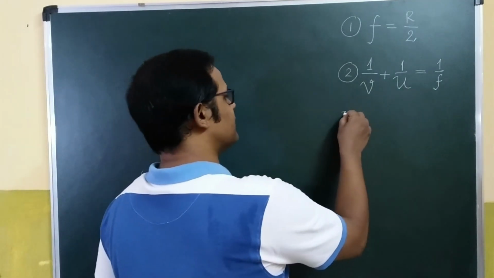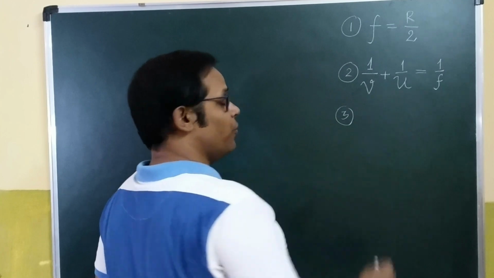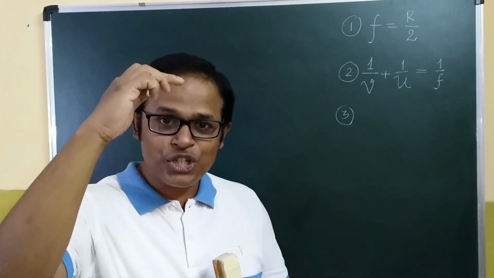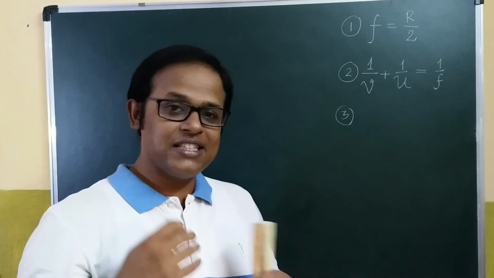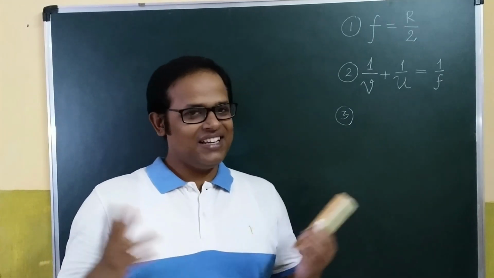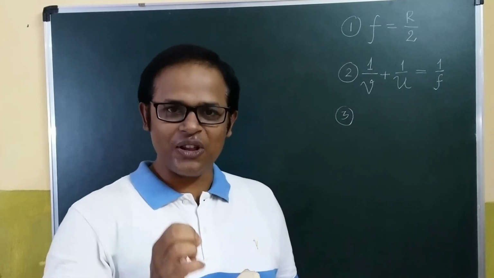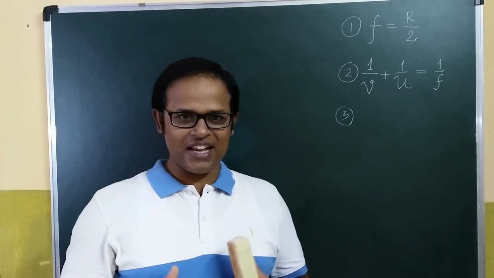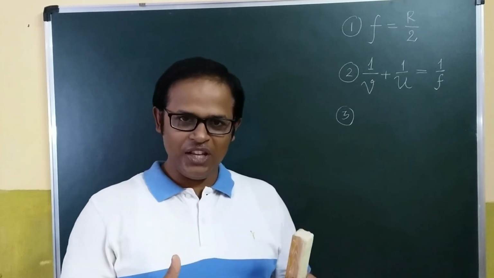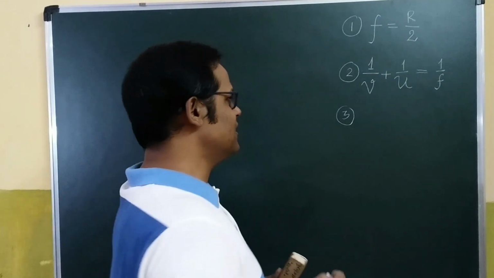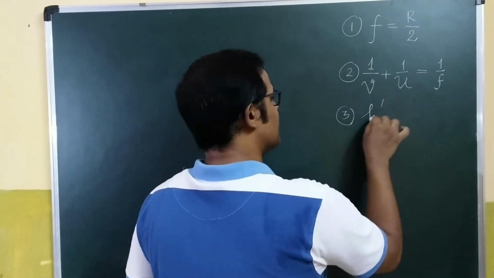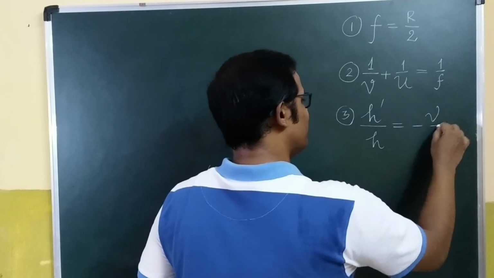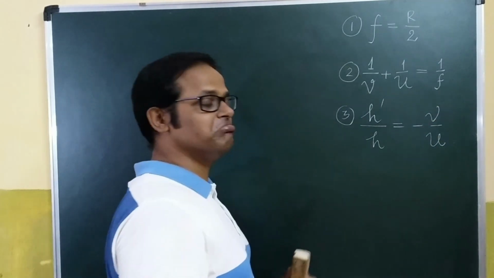And the third one is a relation of magnification, which I said in my last class. It is the ratio of the height of the image to the height of the object. Since it's a ratio of two similar quantities, it doesn't carry any units. It is only a pure number. It tells us how many times the image is magnified or diminished, or whether it is of the same size. So the relation was h dash by h equals minus v by u.